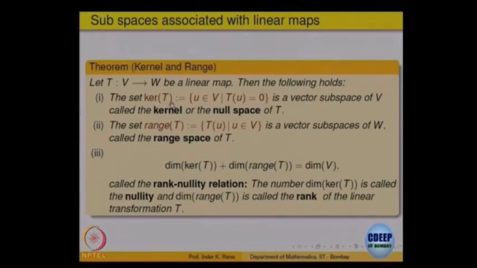So, what is the difference between a subset and a subspace? It is obviously a subset of all u which go to 0, but if u1 and u2 go to 0, then u1 plus u2 also should go to 0 and alpha times u also should go to 0. It is a vector space, right. So, we will prove that. This kernel, all the elements of the vector space V which go to 0, is called the kernel.